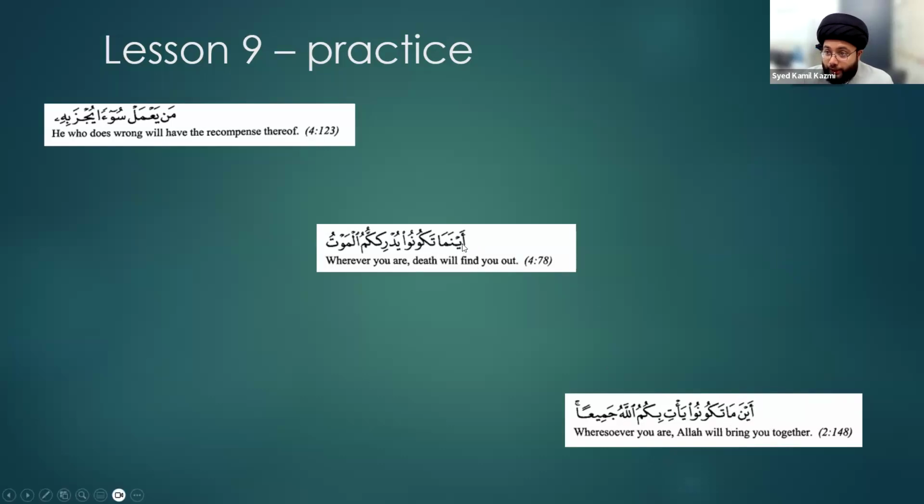You can also say that aina means where, and ma comes and it's basically a word that is tarkib. It's made up of two components and so on and so forth, and you can have a whole bahs on that. That's higher level than this class. We won't get into that.